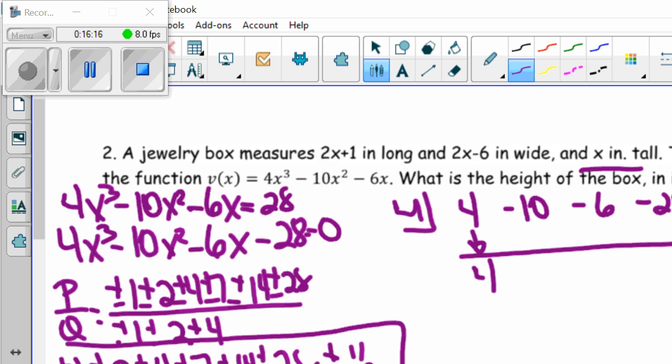So bring my 4 down. 4 times 4 is 16. Negative 10 and 16 is a 6. 6 times 4 is 24. Negative 6 and a 24 is 18.